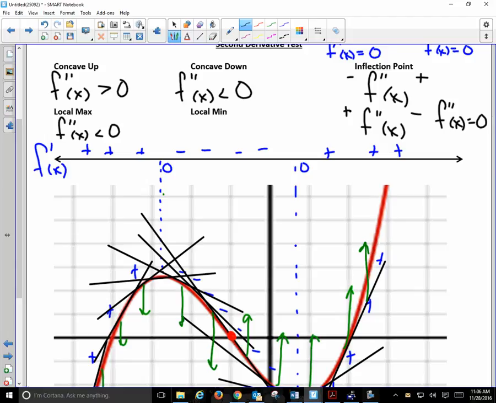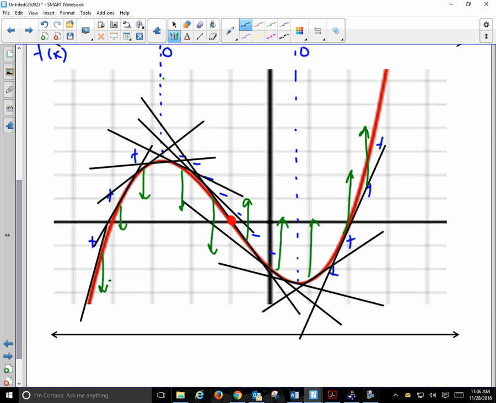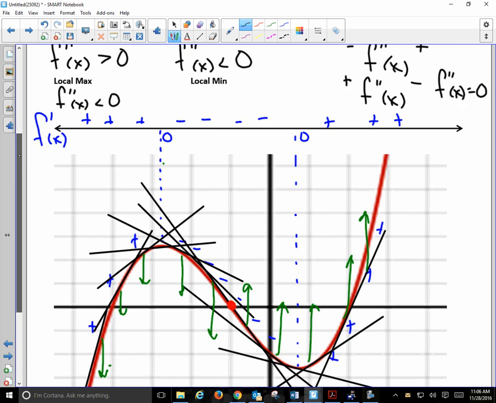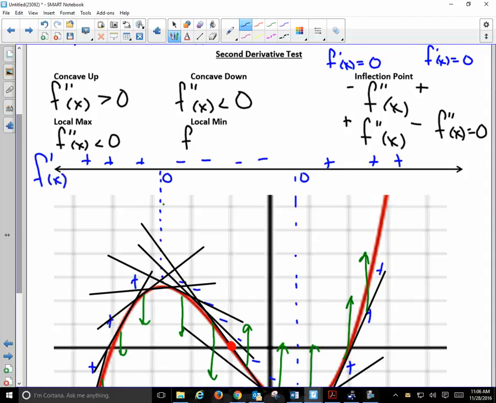The local minimum will occur, as you can see here, I have a local minimum. Am I concave up or concave down? Concave up. So where the second derivative is positive, I'll have a local min.